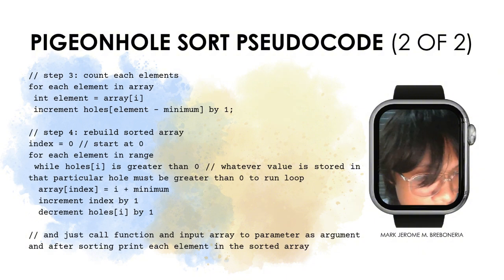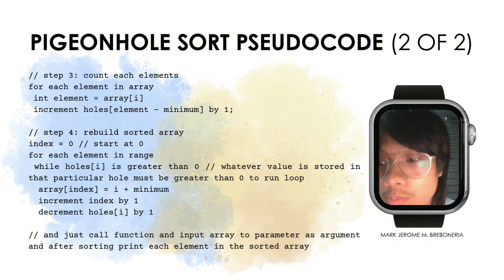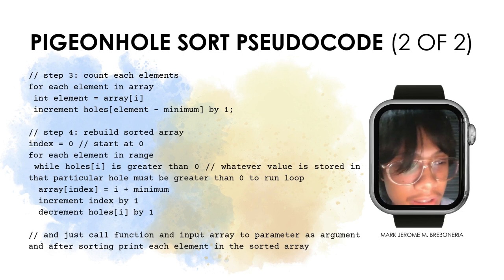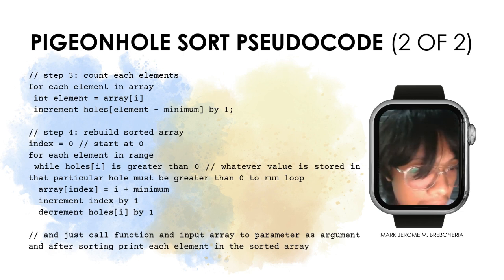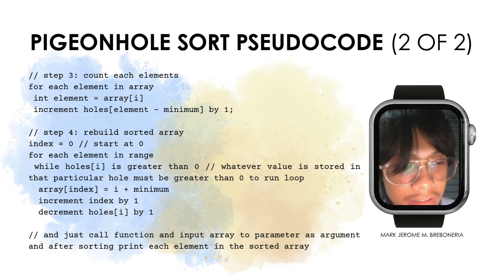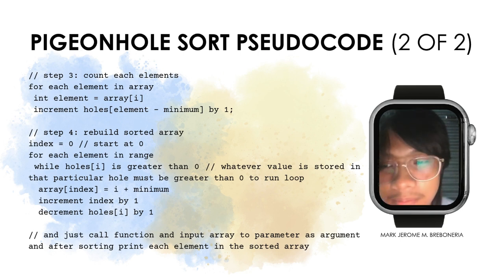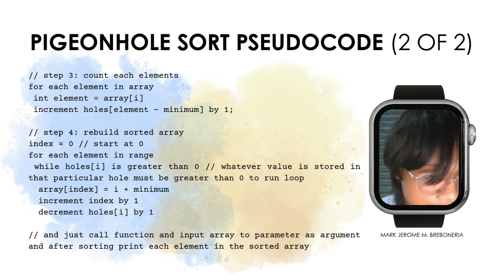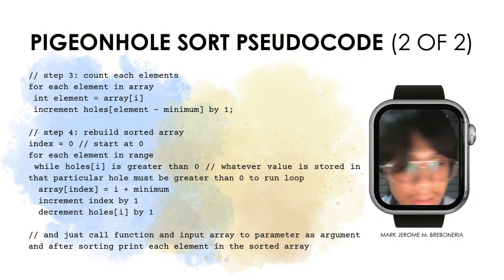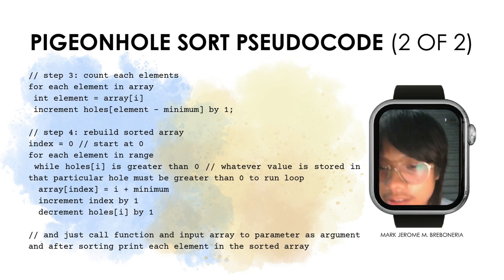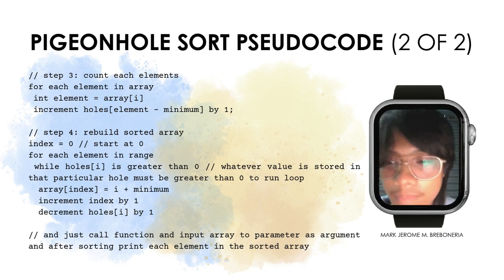So in the first line we'll be having a for loop, so for each element in array, and then inside we have the int element receives the value of the array at that particular index. And then in the next line, incrementing the holes. It means that once we find a value, we'll be incrementing it in its respective hole.